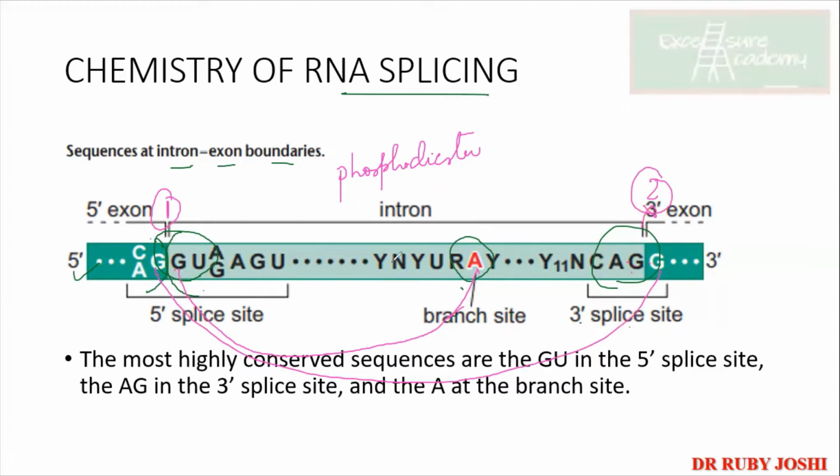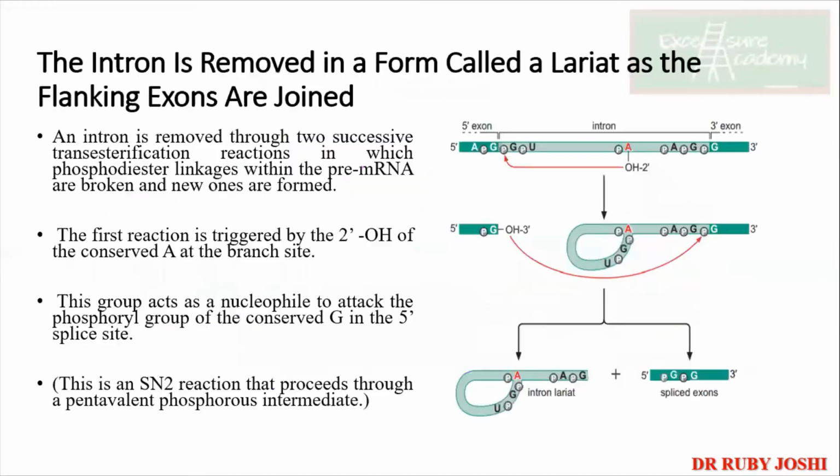So here break, here formed, here break, and here the two of these are formed. So net result 0. So 2 phosphodiester bonds are broken and 2 phosphodiester bonds are formed. Guys, clear? I mean, it will be clear in the upcoming slides. Don't worry. Okay. So the intron which is removed, it is removed in the form of a lariat as the flanking exons are joined.